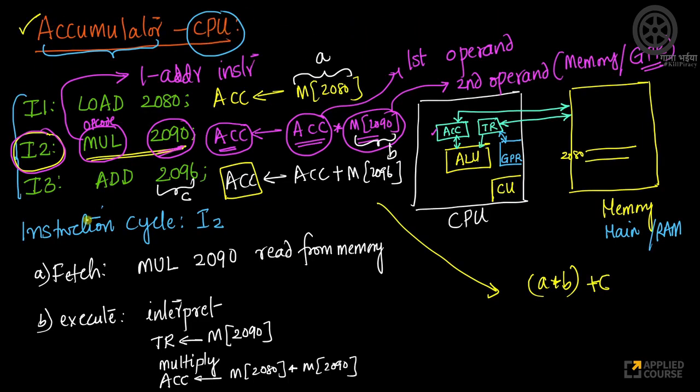Okay, very simple. Now if you look at the instruction cycle itself, let's look at instruction 2. Let's look at this multiplication instruction. How does it actually work? The instruction cycle has two components, the fetch cycle and the execute cycle. In the fetch cycle, this is what is there in memory initially, mul 2090. Let's assume this is stored in 1 byte. This could be 1 byte or 2 bytes or 3 bytes, depending on the memory size and the bus size.